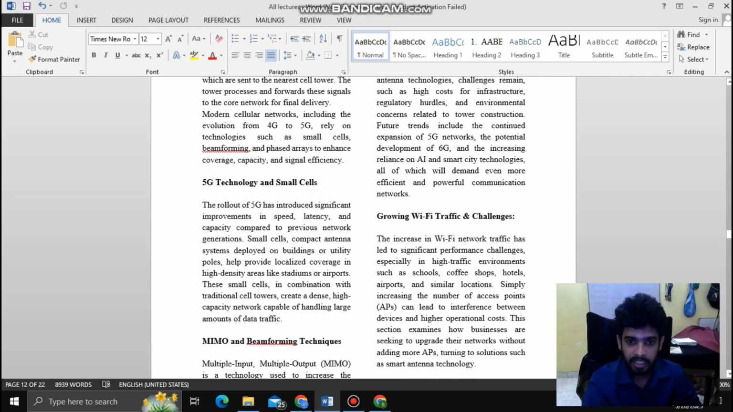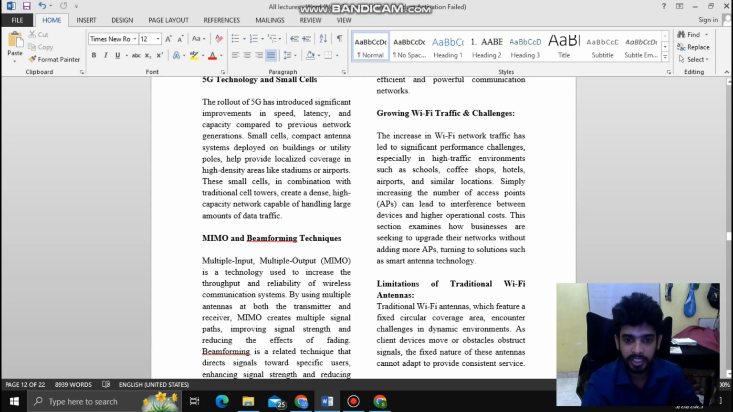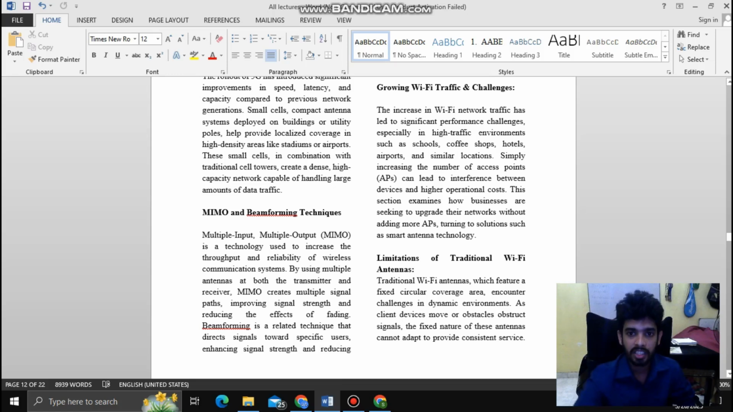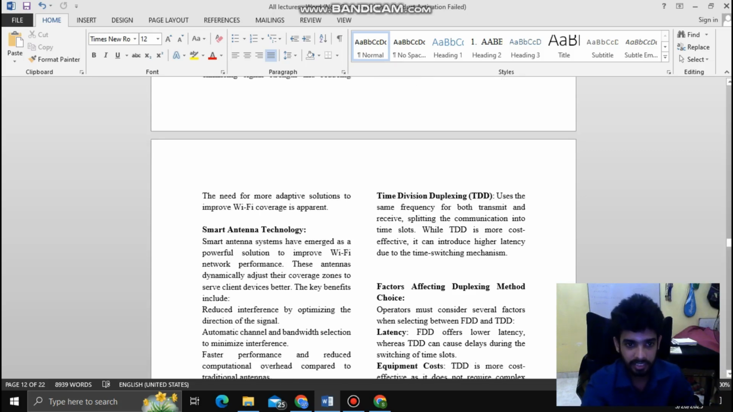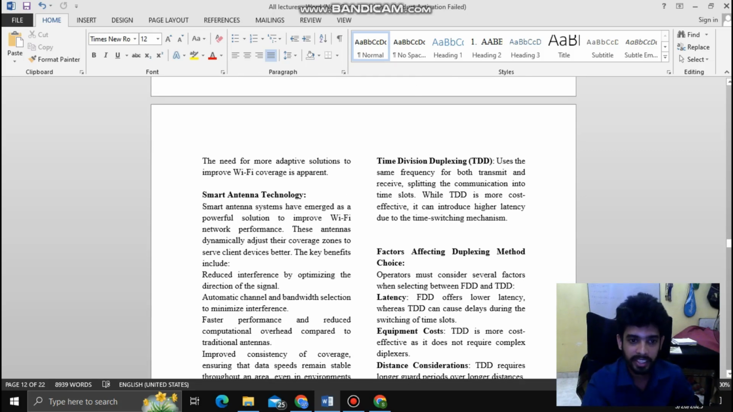Due to growing Wi-Fi traffic, there are some challenges and limitations, mainly the collisions that occur in the signals. These are the main challenges due to this growing traffic. Traditional Wi-Fi antennas and traditional towers are not usable due to this high demand and high traffic generation. So here we have come to smart antenna technology.